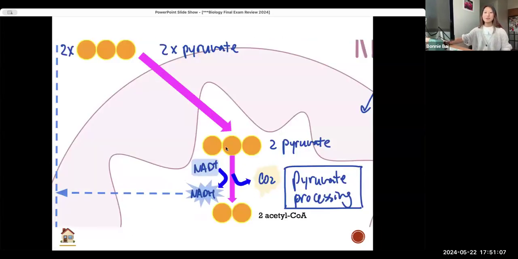We have one main reactant, which is our pyruvate, and we have 3 products over here as well. Acetyl-CoA, our main product, the 2-carbon molecule, CO2, and also NADH. As you can notice, there is no ATP being produced during this step.